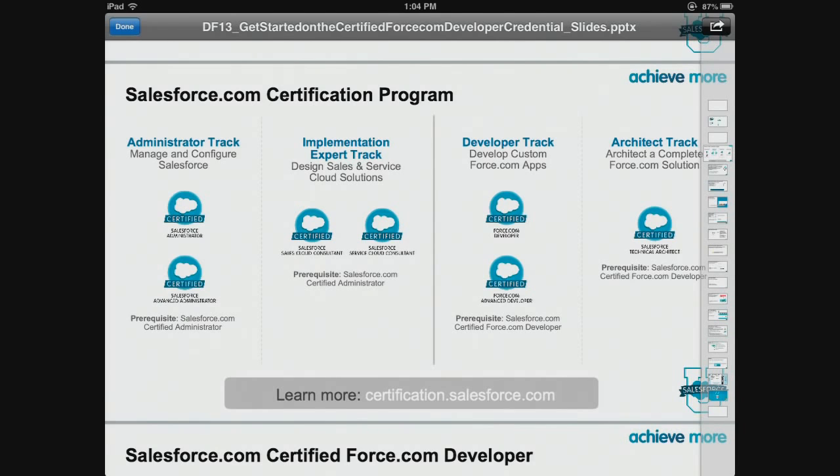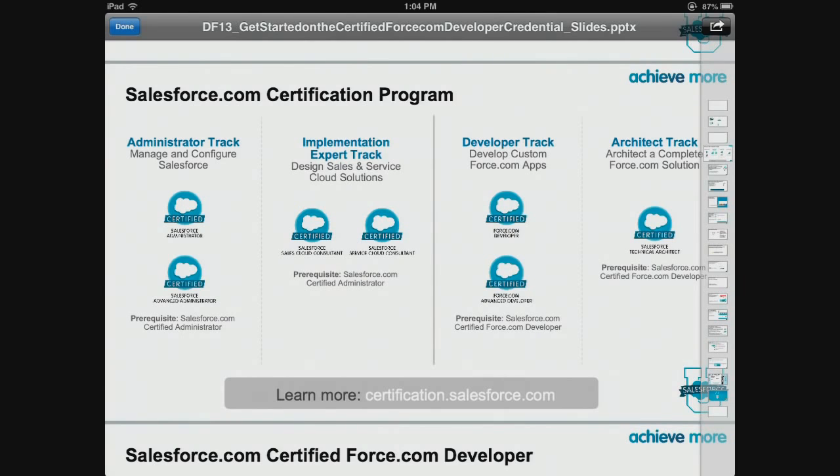We have the administrator track, which has the Salesforce certified administrator, and the certified advanced administrator. The certified administrator is a prerequisite for the advanced administrator. Then also on that same side of the divide, we have the implementation expert track. This has to do with product expertise, Sales Cloud and Service Cloud. We have 2 different certifications, Sales Cloud and Service Cloud, and for that, again, you need the Salesforce administrator as a prerequisite.